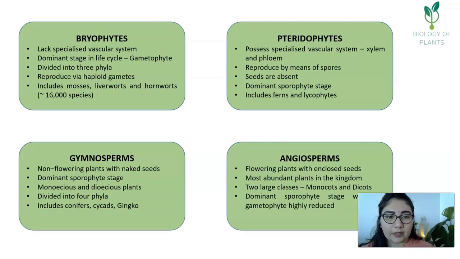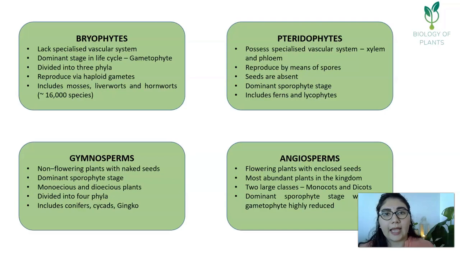Angiosperms are flowering plants and they produce enclosed seeds, and they are the most abundant plants within the plant kingdom. And there are two large classes, monocots and dicots. Some examples of monocots are grasses, cereals, orchids, and some examples of dicots are other flowering plants like sunflower, apples, oranges, etc. Now here the dominant stage is the diploid sporophytic stage and the gametophytic stage is highly reduced.